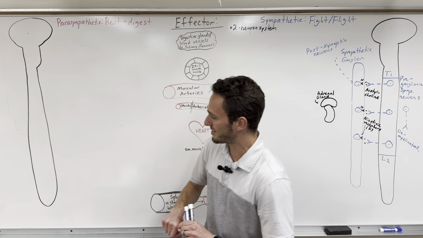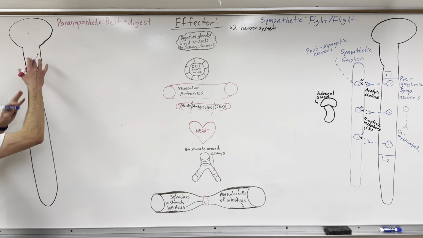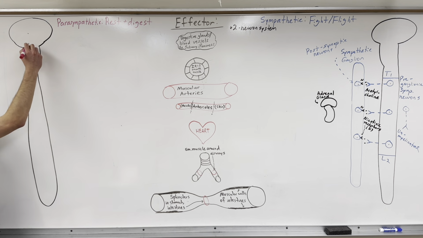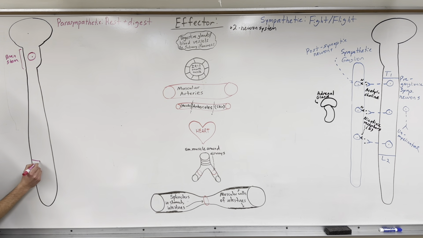Indeed, in the brainstem, basically the medulla, the pons, we're going to have those parasympathetic neurons chilling out here. I'm going to label this as the brainstem. And we're also going to have them chilling down here from the S2 to S4, so sacral 2 to sacral 4 vertebrae.